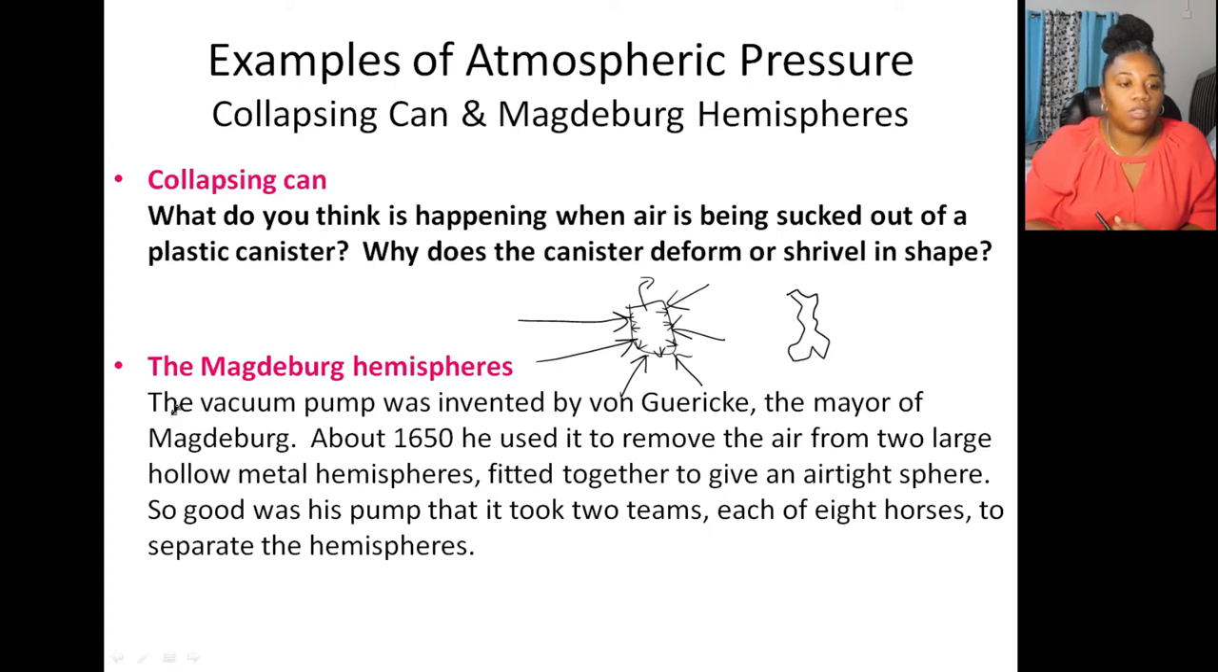The Marburg hemispheres. So here's another example. The vacuum pump was invented by von Guericke, the mayor of Marburg. About 1650, he used it to remove the air from two large hollow metal hemispheres fitted together to give an airtight sphere. So good was his pump that it took two teams, each of 8 horses, to separate the hemispheres. So now, airless, therefore you have no force at all pressing on the inside, no pressure at all pressing to make it come away.